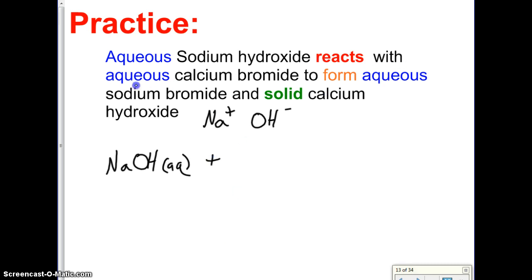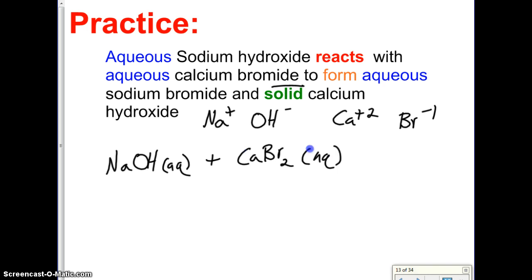Then we have aqueous calcium bromide. Well, calcium is Ca+2. Bromide is Br -1. Again, notice that IDE represents that it's in a compound, not INE as a diatomic. So cross and swap here, and we're going to get CaBr2. And of course, this is also aqueous. To form represents our arrow. So we'll draw our arrow here, and I'm going to enter down into the next line to write the products.